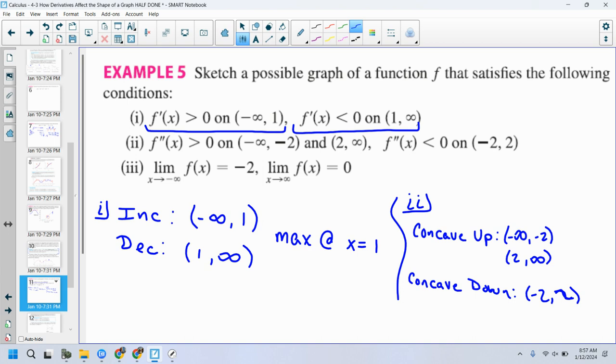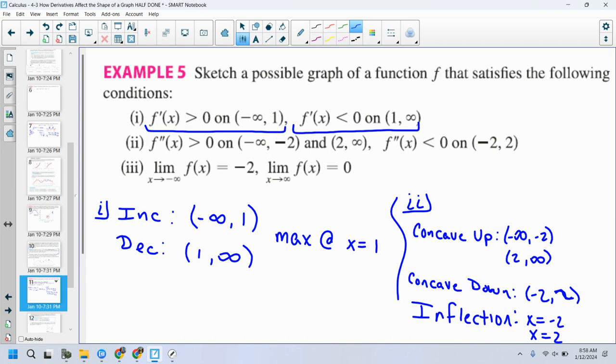Okay, what does that imply? Inflection points. There are going to be two inflection points. It goes from concave upward to concave downward at -2. So there are inflection points at x equals -2 and also at x equals 2, because it goes from concave downward, then transfers to concave upward on the right of 2.